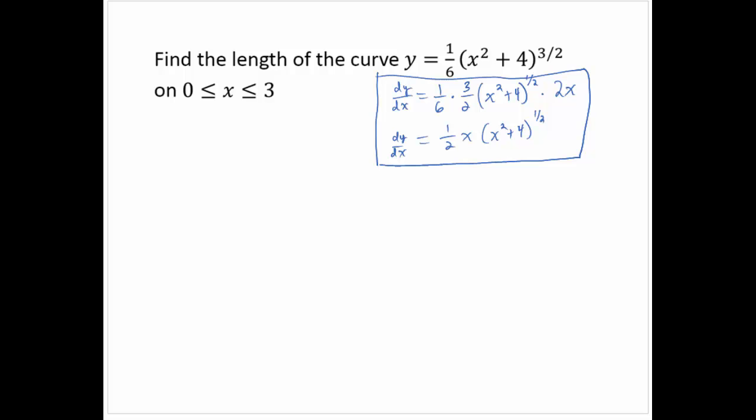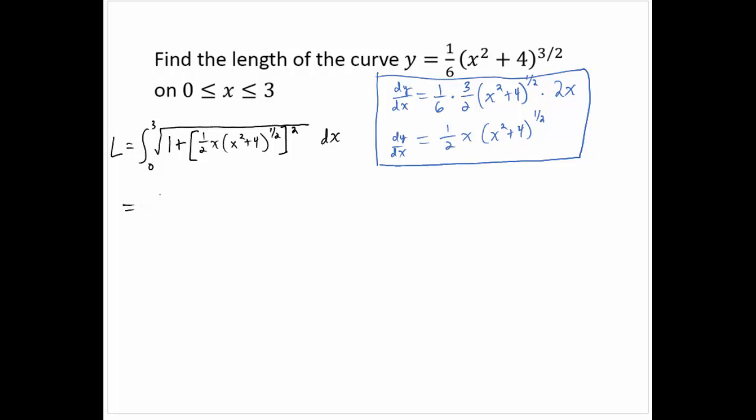the arc length would be given by the integral from 0 to 3 of the square root of 1 plus the derivative of y squared. So we just found that derivative, so I'll use some brackets here. 1/2 times (x squared plus 4) to the 1/2, and that whole thing needs to be squared, and then with respect to x, we take that integral.